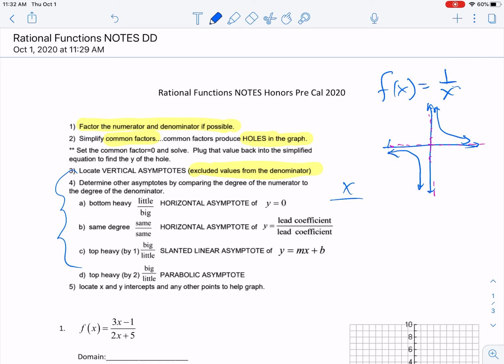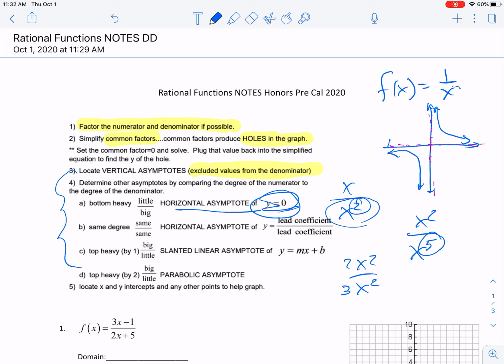So if I have an x over an x squared, the bottom's bigger. It's got a higher degree. X squared over x to the 5th. The bottom's bigger. Your horizontal asymptote will always be at 0. If they're the same, you have x squared over x squared, and this is a 2 and this is a 3, it's your leading coefficient. It's going to be 2 over 3.